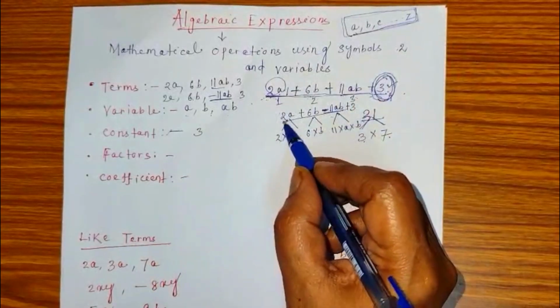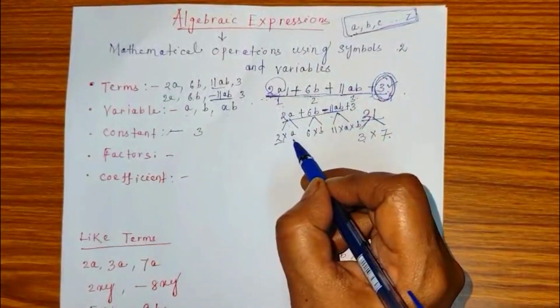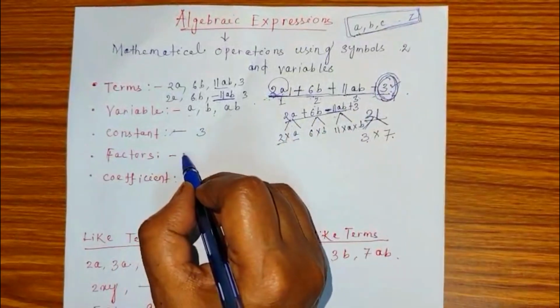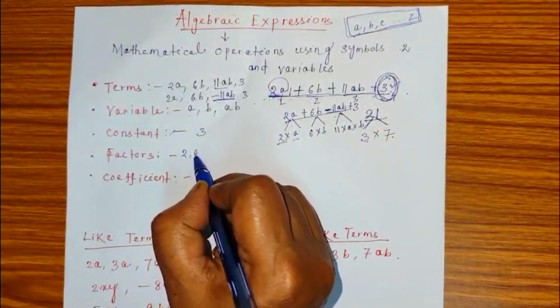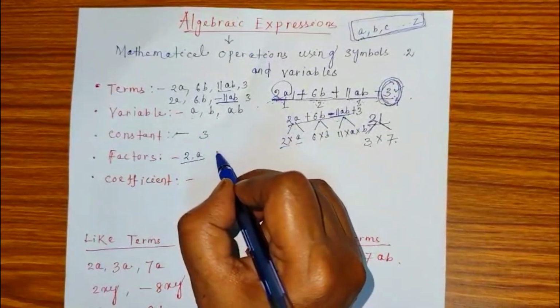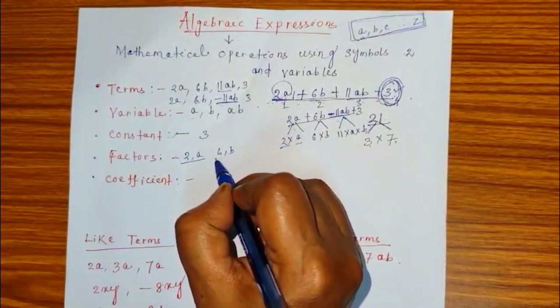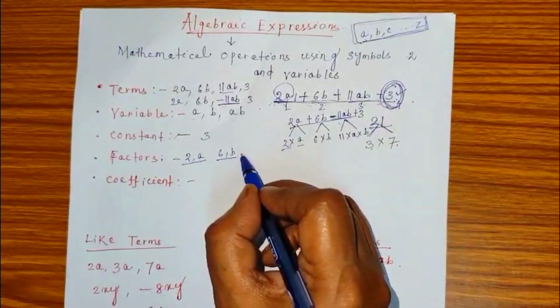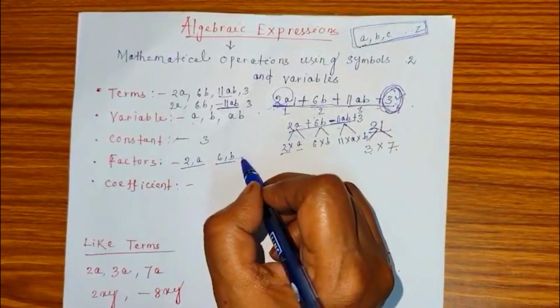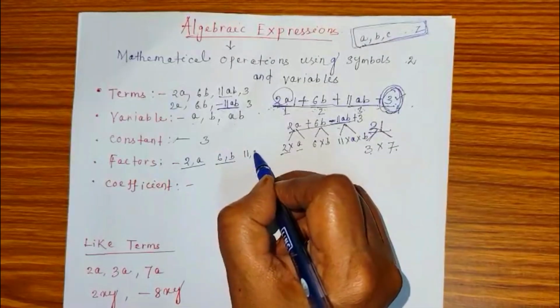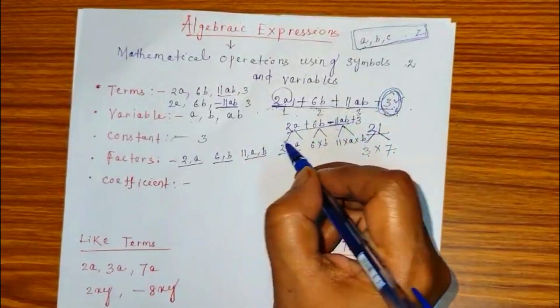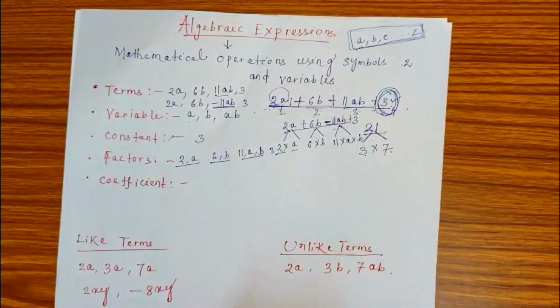So the factors for 2a are 2 and a. For 6b, 6 and b. For 11ab, the factors are 11, a and b, and for 3 there is only one, that is 3.